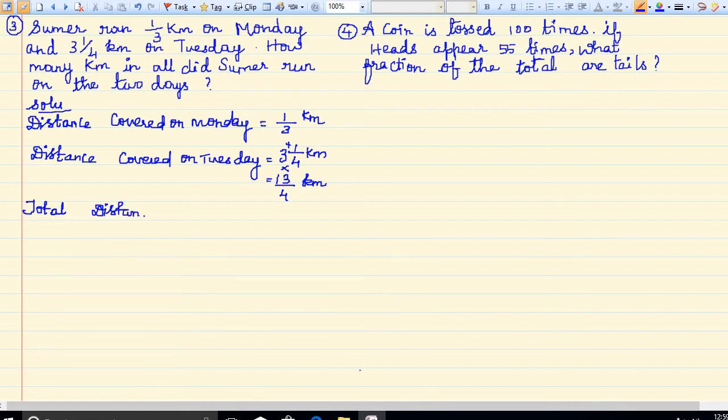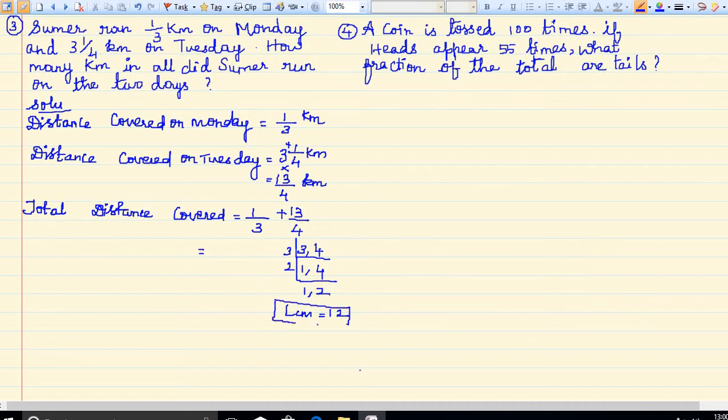Total distance covered is equal to 1 by 3 plus 13 by 4. Listen children, here also I am taking the LCM. So the LCM for 3, 4 is 3, 1, 4, and this is what? 2, 1, 2. So my LCM is 12. My LCM is what? 12. Now listen.